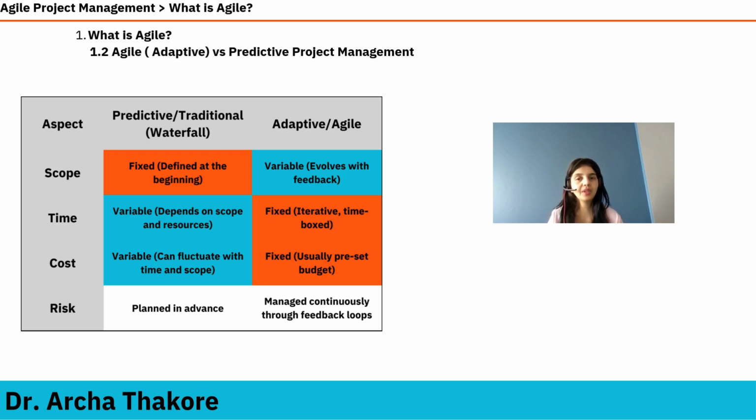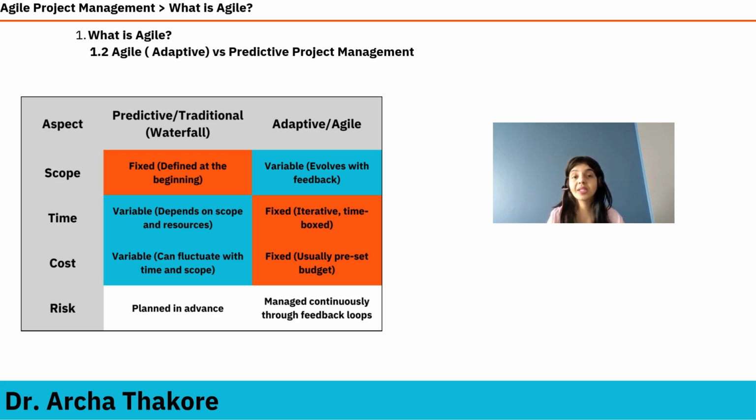Now, let's talk about the cost. Cost is also variable in predictive project management. It can fluctuate with time and scope. It also depends on the contract, and maybe that is outside of our discussion right now. Can fluctuate with time and scope is what you need to understand. In adaptive, cost is fixed, usually a preset budget that you have to work within.